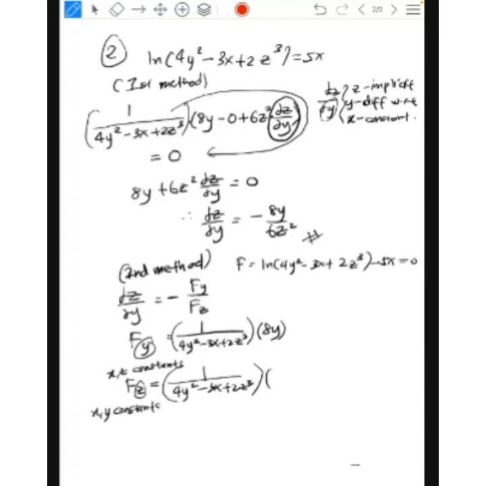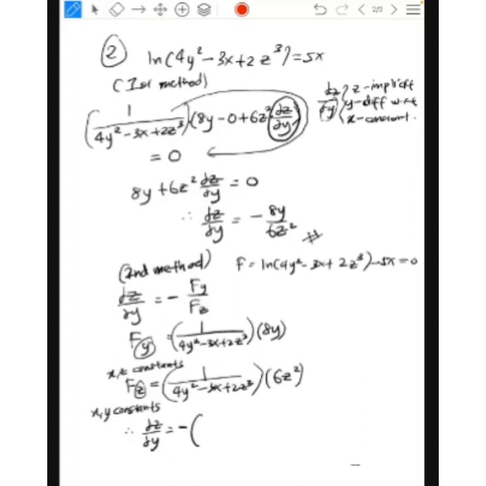Okay, so the 4y squared is 0, the 3x is 0, the 2z to the power of 3 will be 6z to the power of 2. The minus 5x also 0. Then just substitute into the formula, which is negative, don't forget.